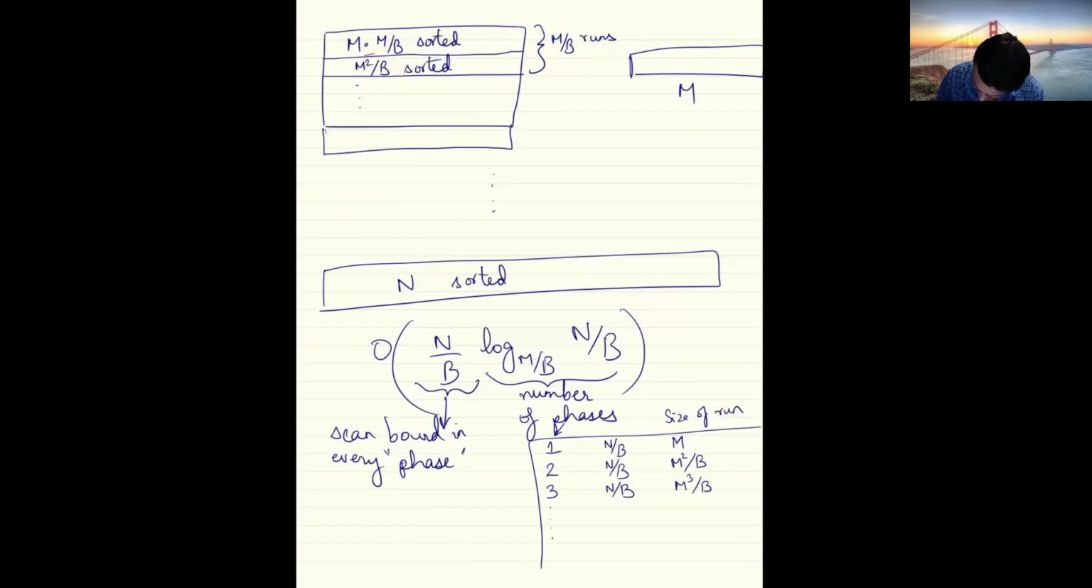How many levels will I have? Every time, my size of the run is increasing by a factor m over b, and I stop when my size of the run is n. So m times (m over b) to the L should equal n: my starting run size times the factor by which I'm growing it every time, to the number of levels. Once this reaches n, I'm good to go. And so this will give you L to be log base m over b of n over m.